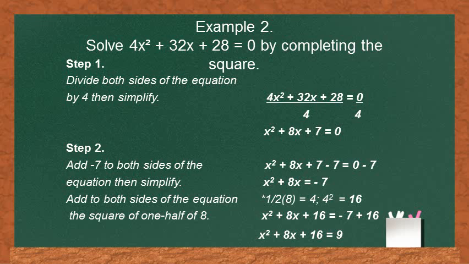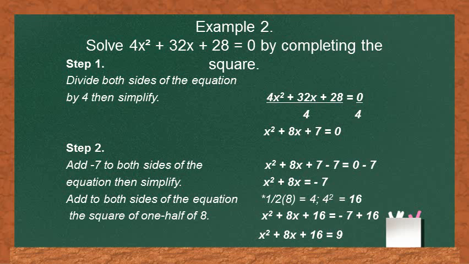Again, we have example 2. Solve 4x squared plus 32x plus 28 is equal to 0 by completing the square. As you can see in our equation, our a is greater than 0. So what shall we do?